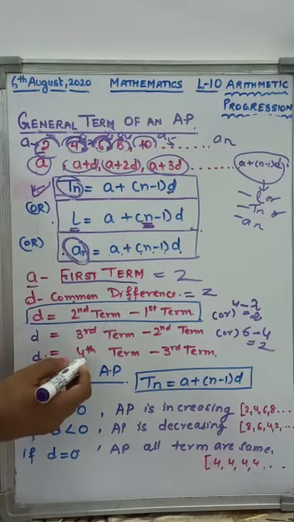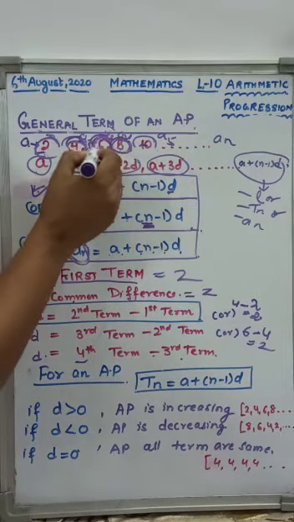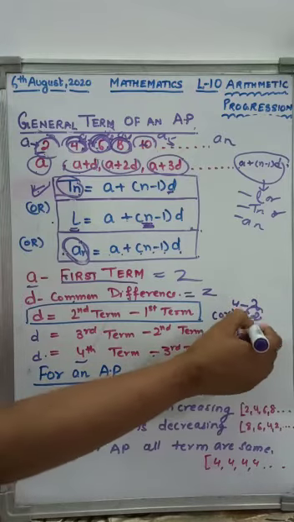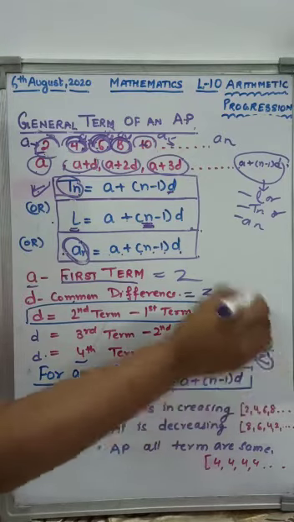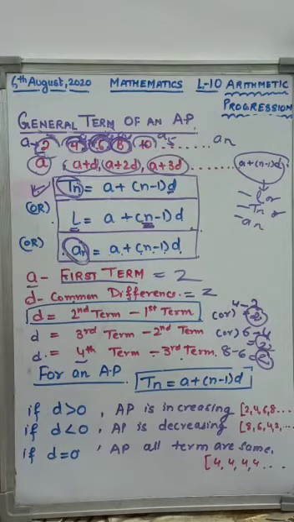Similarly, you can do fourth term minus third term. The fourth term is 8, the third term is 6. So 8 minus 6 is 2. Can you see that? The difference is common in an AP series. So this was your common difference.